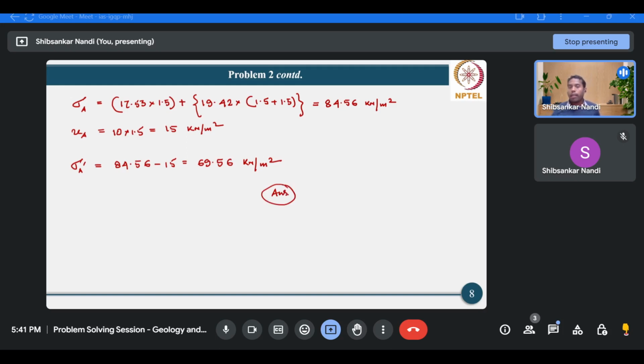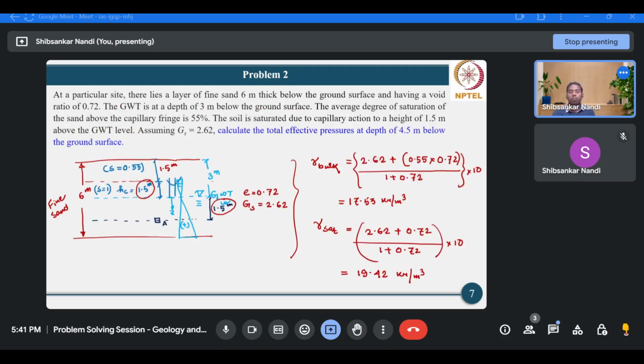So it's a very identical problem to the first one. The only exception is that in the previous problem we had to first calculate the height of capillary fringe or capillary action based on an empirical relationship given by Hazen, but in this problem there is no such need because the capillary fringe height itself is given to this problem. So this problem is a more simplified version of the previous problem. Okay, so any confusion, any doubts up to this portion?